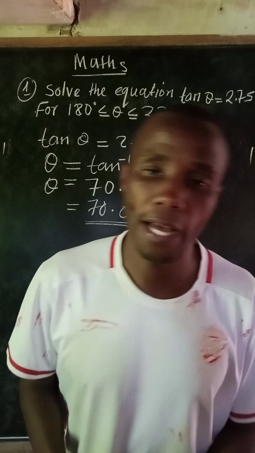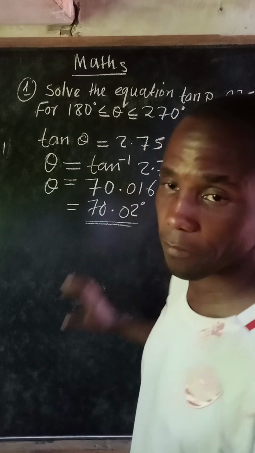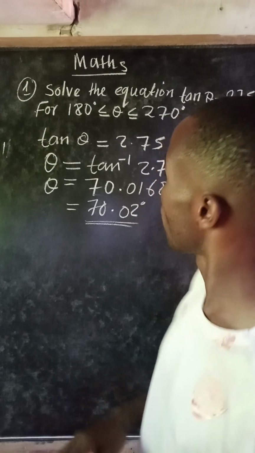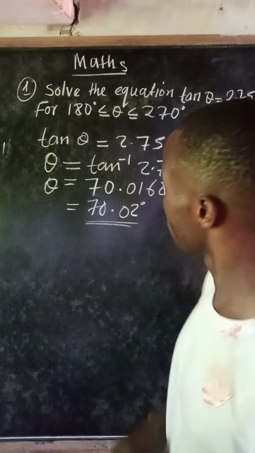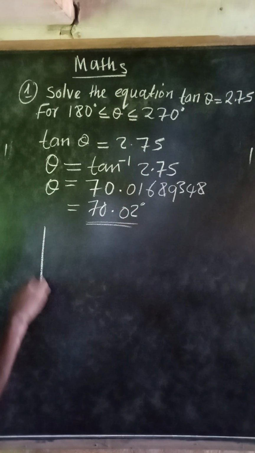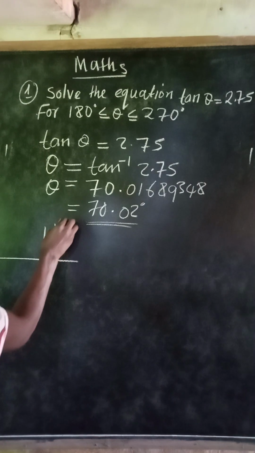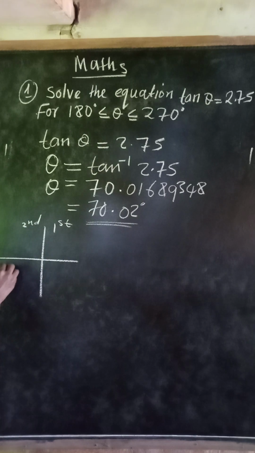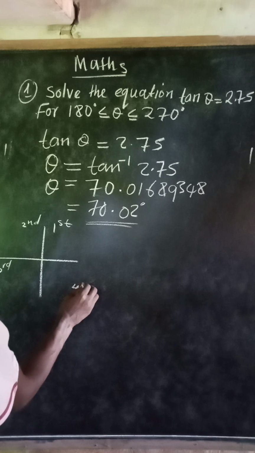Okay, so now after you have found the first value of theta, this theta that you have found is in the first quadrant. This is where you are supposed to bring in the idea of quadrants, where we have the first quadrant, second quadrant, third quadrant. So first quadrant is here, then second quadrant is here, then third quadrant is here, then fourth quadrant is here.